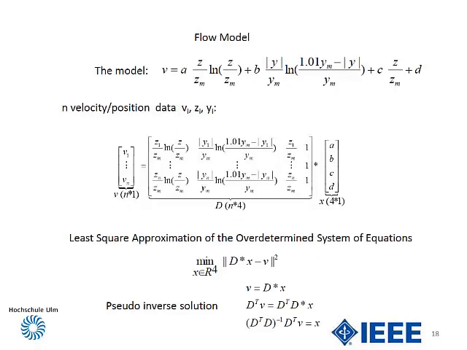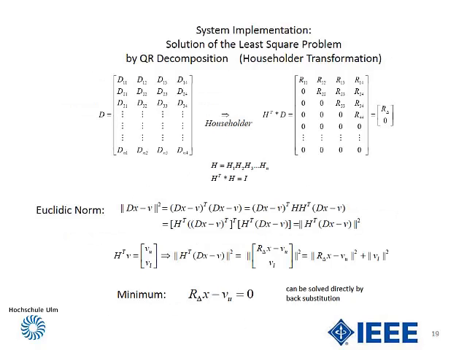So this doesn't work. So we decided to implement the whole algorithm by means of a QR decomposition using Householder transformation. This transforms your D matrix into an upper triangular matrix and a zero matrix below. So you can calculate the Euclidean norm of your remaining error quite easily, and you end up with an expression here. One term doesn't depend on x, which is the vector of our parameters.